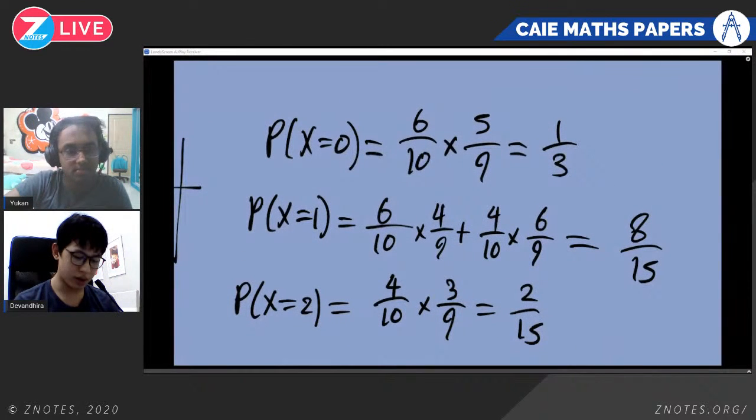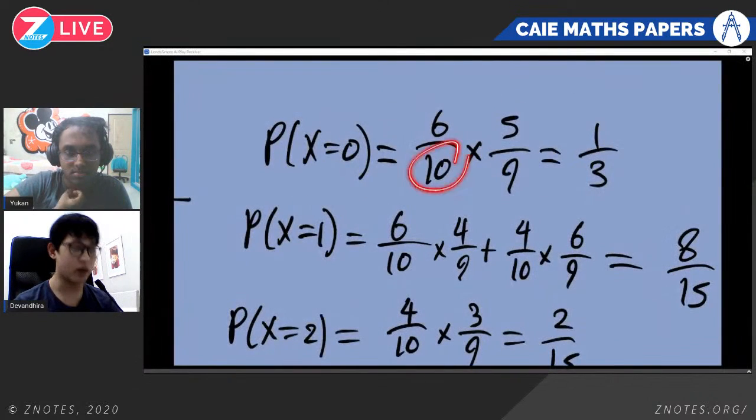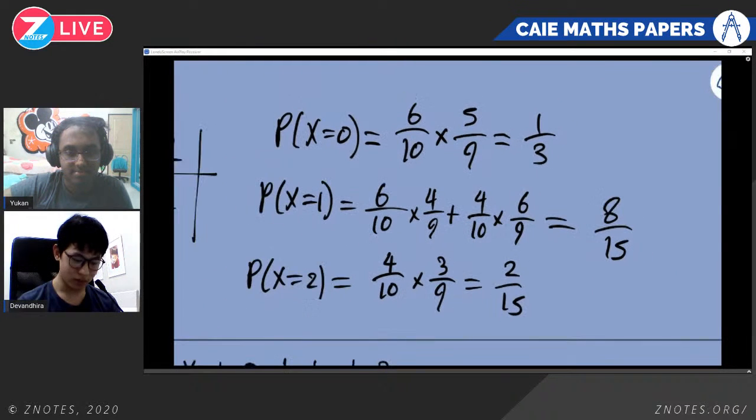So let's find when x is 0. X is 0 is just, since there are 6 red balls, wait, sorry, let me check again. There are 6 blue balls, and there are 10 balls in total. So it's 6/10. But the next pick, you don't get a red ball. You got a blue ball. But since you don't replace, that means the total number of balls decreased by 1, and also the blue ball. So it's 5/9. And I hope you get this. This is just the probability from statistics 1.